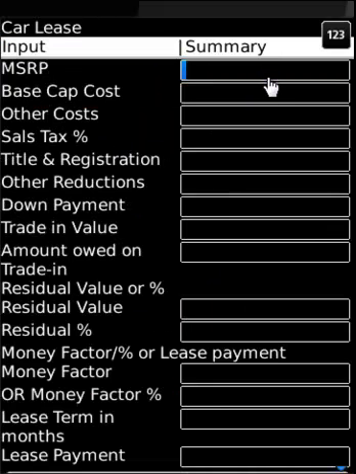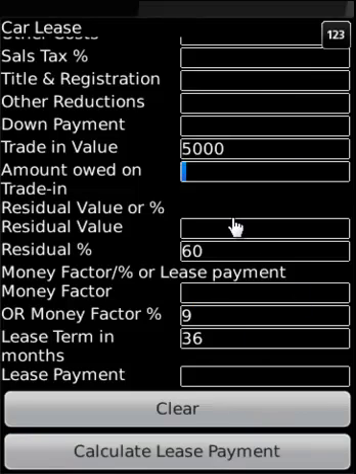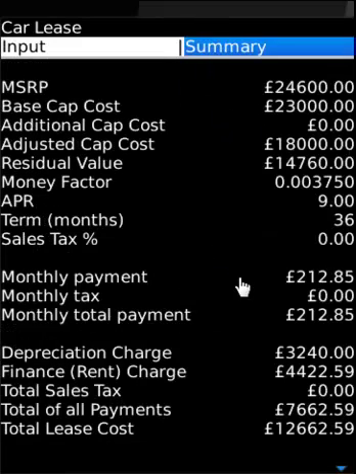Car lease, so MSRP is 24,600. Say the base cap cost, that is the negotiated price, is 23,000, and say down payment, there is a trade-in credit 5,000, and say residual percentage is 60% on the lease, money factor say 9%, lease term is 36 months. So now let us calculate the lease payment. Okay, this is the lease payment.